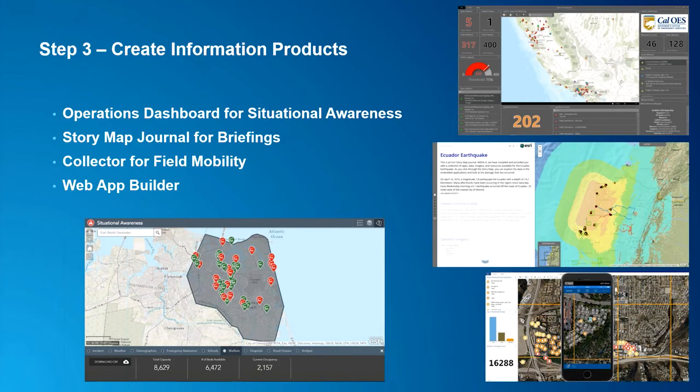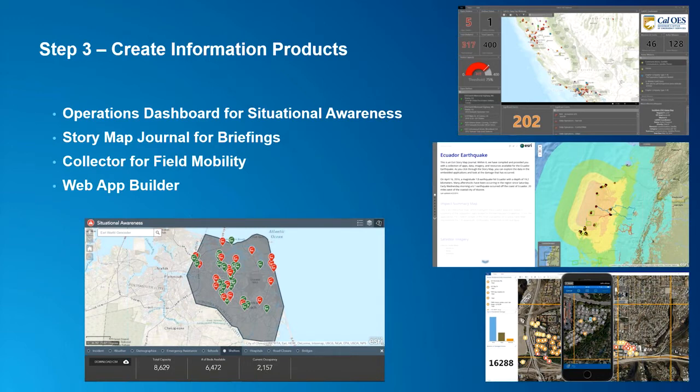Step 3 here is to create information products, and the real point here is to start to have conversations with your directors, your operations folks, on what are the types of information that they need when disaster happens. There are 4 key apps that we see that are really valuable for when disaster strikes, and this gives you a sense of some of the types of things that you can get started with.